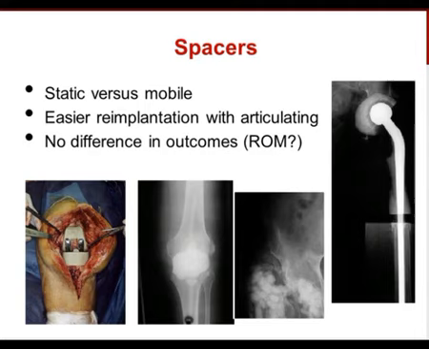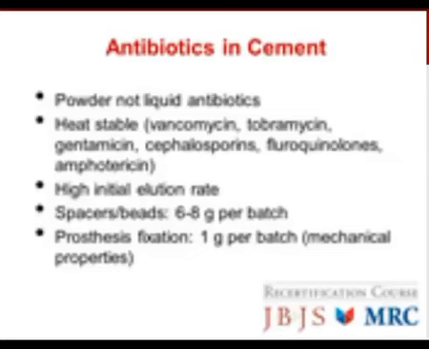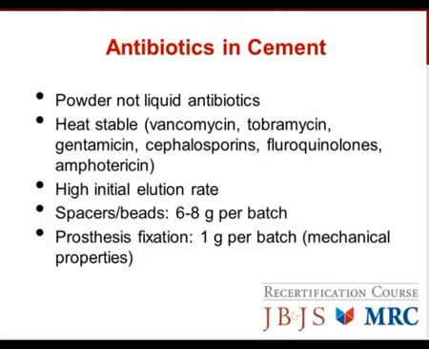There is some data to suggest ease of reimplantation in mobile spacers and articulating spacers, but no difference in terms of outcomes, particularly infection eradication. When using antibiotics in cement, you want to keep the amount of antibiotics low if you're using it for a reimplant, 1 gram or less per batch of cement. If you get above that level, then we start getting into trouble with mechanical properties.